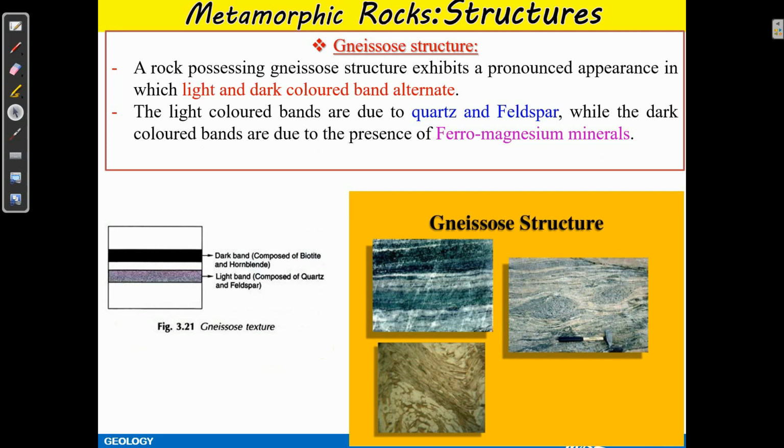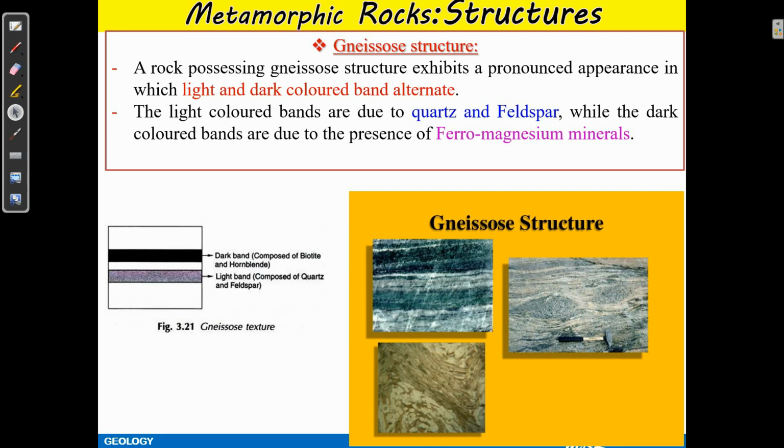The dark colored band is basically composed of biotite and hornblende. What is biotite? Biotite is the black mica. The light band is composed of quartz. Quartz has a generally shiny structure; not glassy, glassy would be a totally different term. Quartz is very shiny, quartz and feldspar. So this is basically the light band structure. It's a light colored mineral, so it will form a light band.